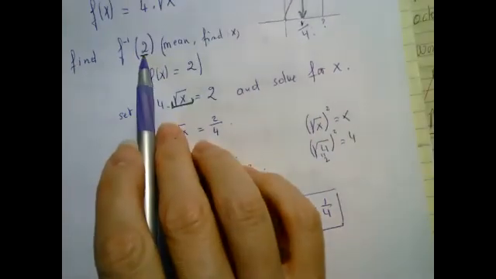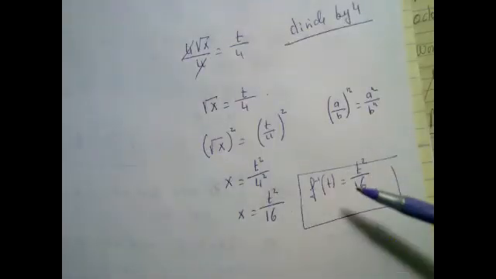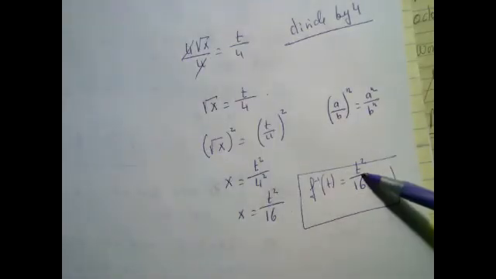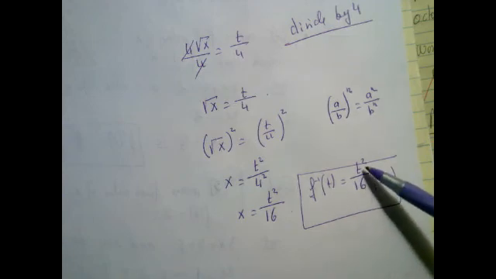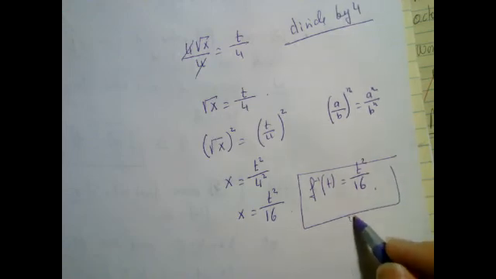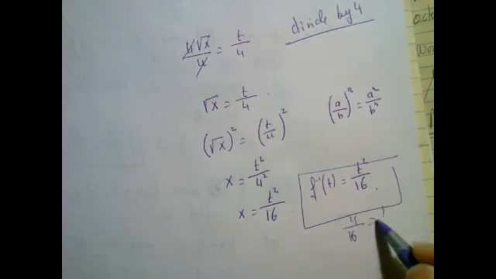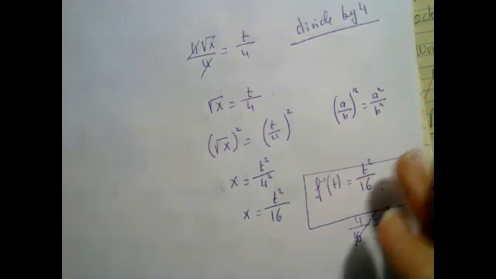Here, I took t to be 2, and I got 1 over 4. So if I put t to be 2 in here, will I get 1 over 4? So f inverse of 2 should be 2 squared, which is 4, divided by 16. 4 divided by 16 is absolutely 1 over 4. Okay, so that's how we're going to do that.